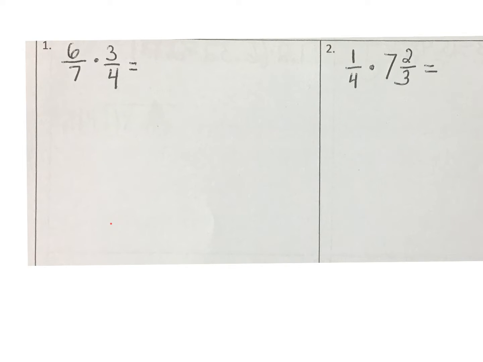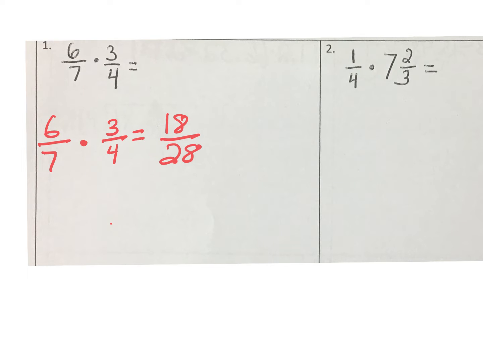All right, let's jump right into it. The first question is a multiplication of fractions. So you have 6/7 times 3/4. Now with this, you don't have to change anything, you just go right across. And so 6 times 3 is 18, 7 times 4 is 28.